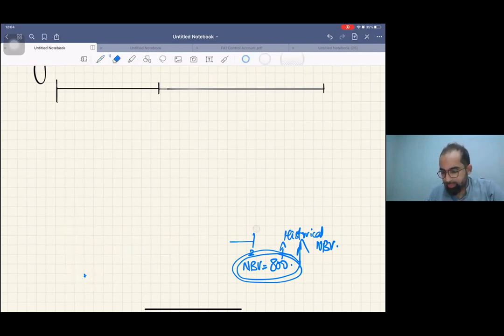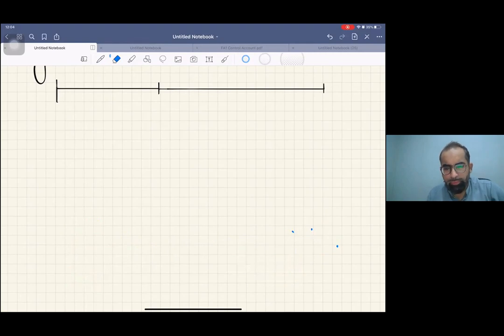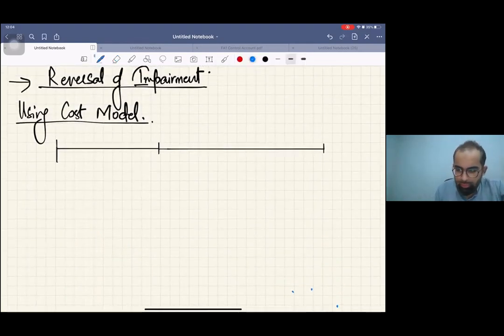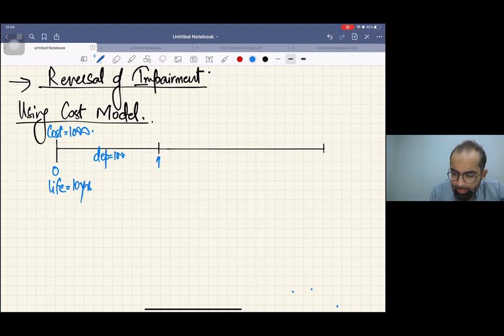Okay, let's start this. It's not that difficult. Be confident. Now, for example, at year zero, you bought an asset for 1000, and the life of this asset is 10 years. So 1000 divided by 10, depreciation is 100. At the end of year one, the NBV is 900.